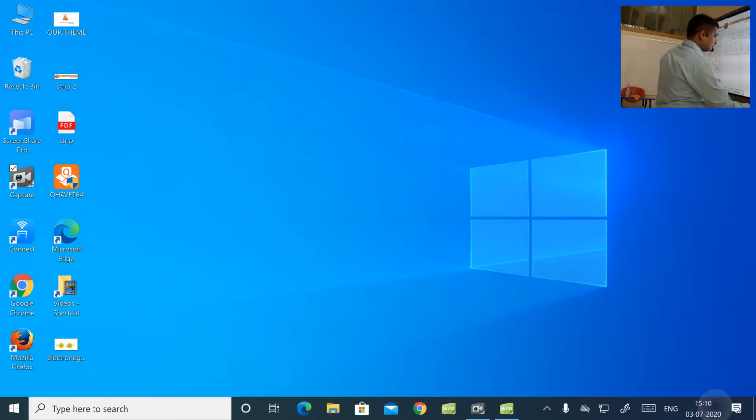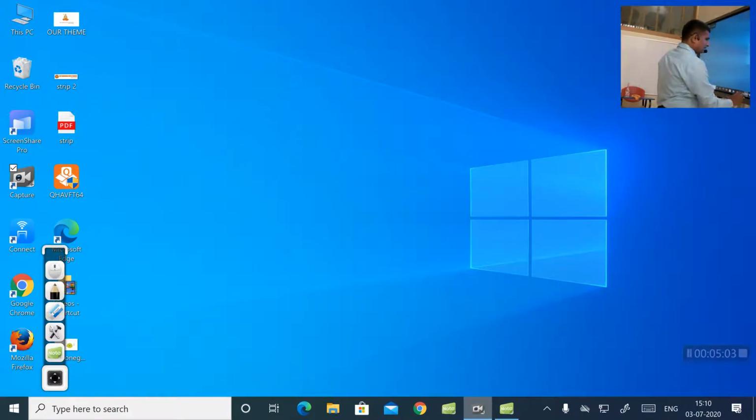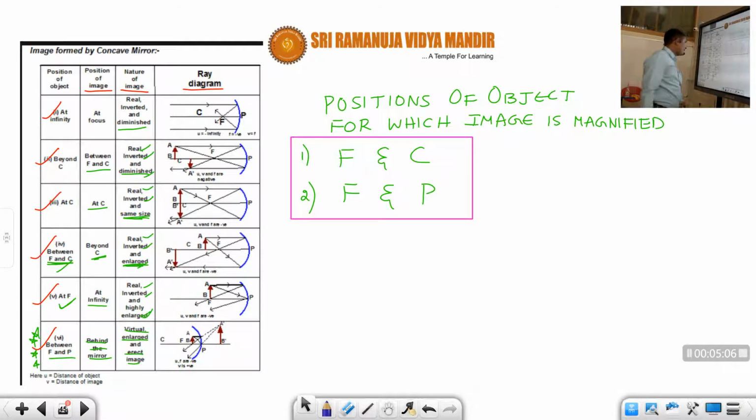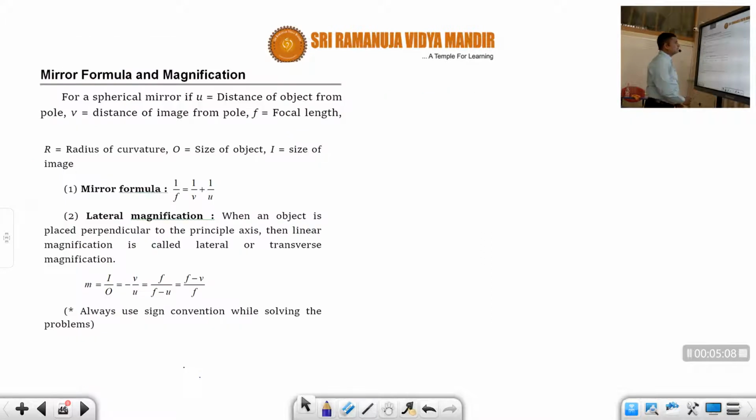So now let us see, students, regarding convex mirror. What are the properties of image formed by the convex mirror?